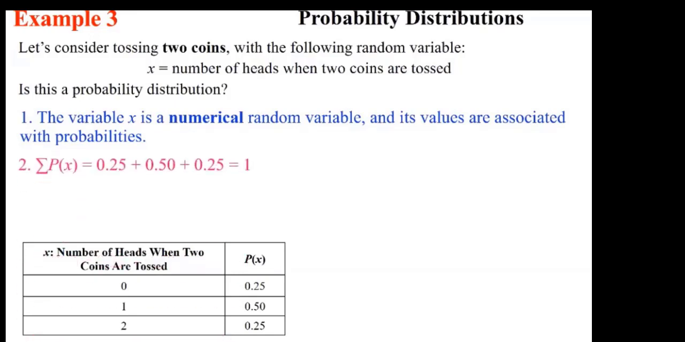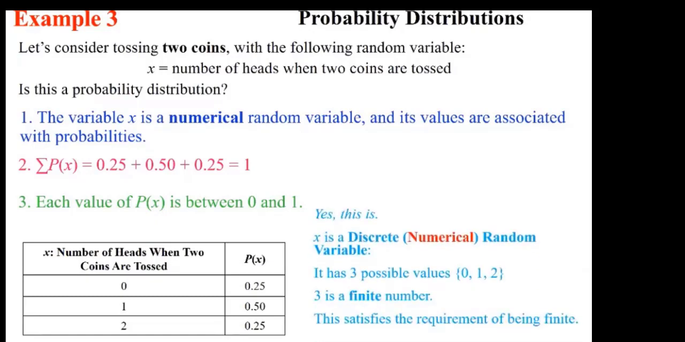The second one, the sum must be 1. So we add up the second column, 0.25, 0.5, 0.25, and they become 1. And as you can see, in the second column all the numbers are between 0 and 1. So therefore, the answer is yes, absolutely. X is discrete, and remember, discrete means numerical in essence. So even if you just said it's a discrete random variable, that's good enough. Discrete means it is a countable numerical value. There are 3 possible values, and 3 is a finite number.